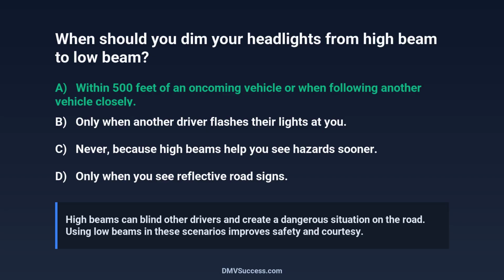The correct answer is A. Within 500 feet of an oncoming vehicle or when following another vehicle closely. High beams can blind other drivers and create a dangerous situation on the road. Using low beams in these scenarios improves safety and courtesy.